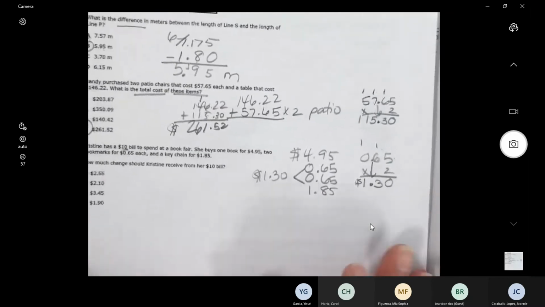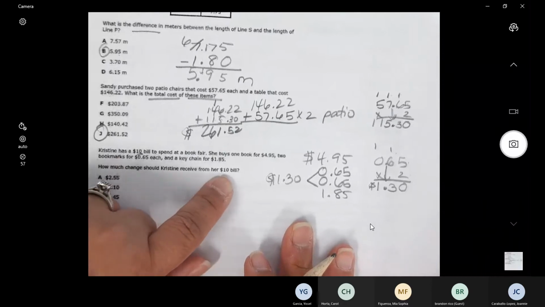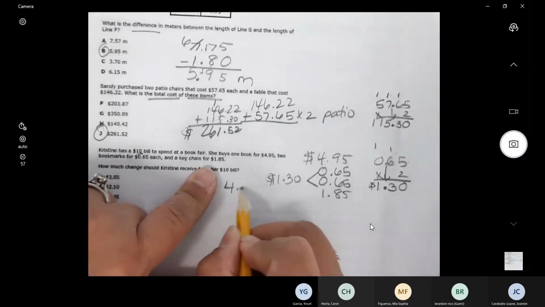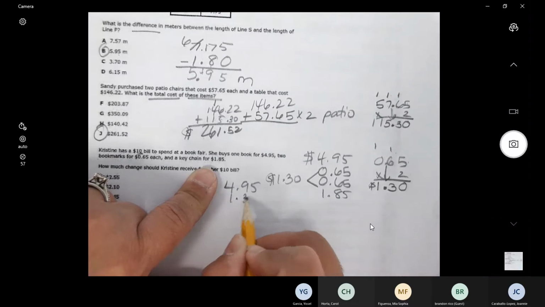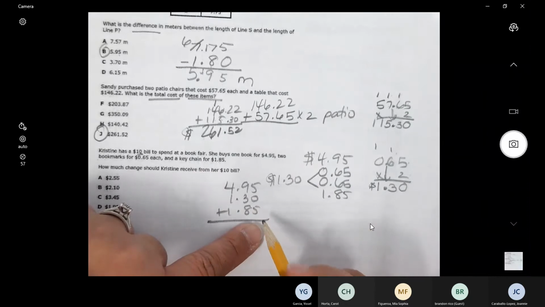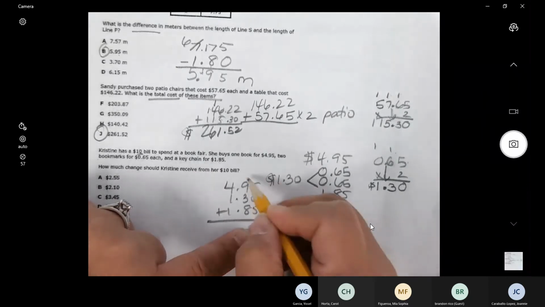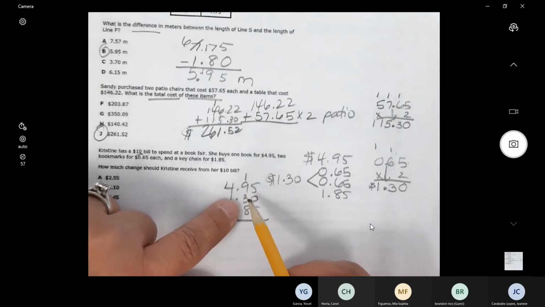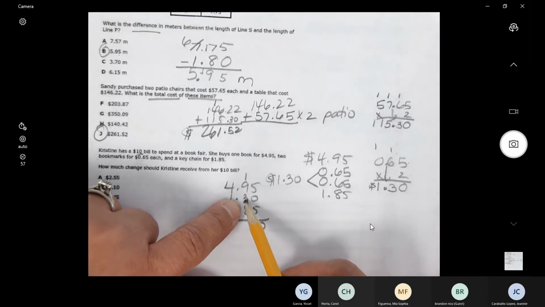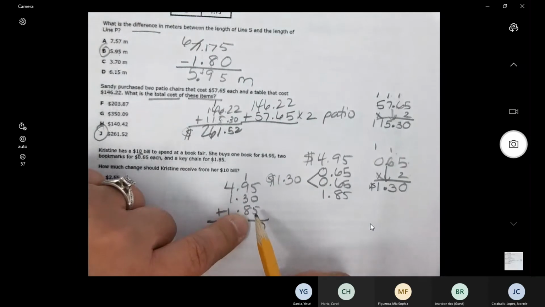And a keychain for $1.85. Now it says, how much change should Christine receive from her $10 bill? So first, I have to add my total that I spent, right? And that's going to be 5 plus 5 is what, guys? 10. Carry my 1. 1 plus 9 is 10. 10 plus 3 is 13. And 13 plus 8?